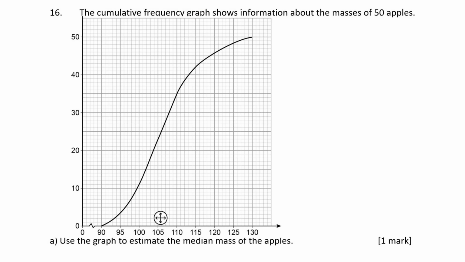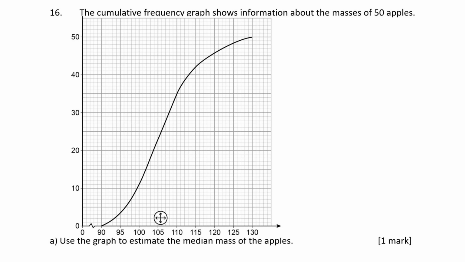Question 16. The cumulative frequency graph shows information about the masses of 50 apples. So we've got the mass of apples along the bottom, and we've got that distinctive S-shaped curve for cumulative frequency at the side. Okay. Use the graph to estimate the median mass of apples.